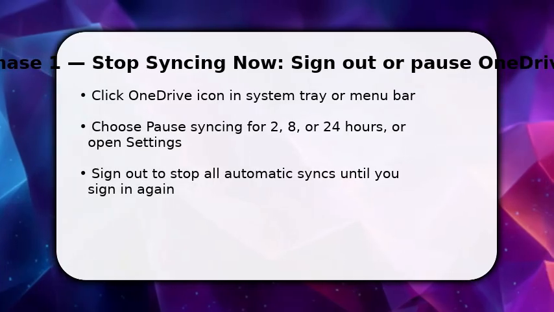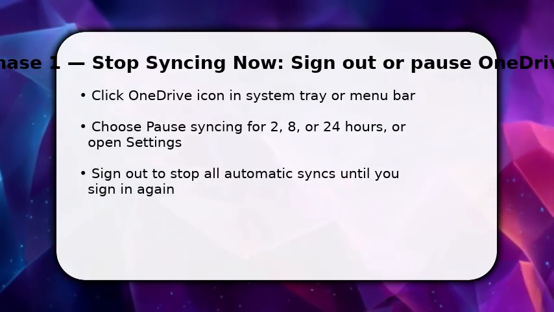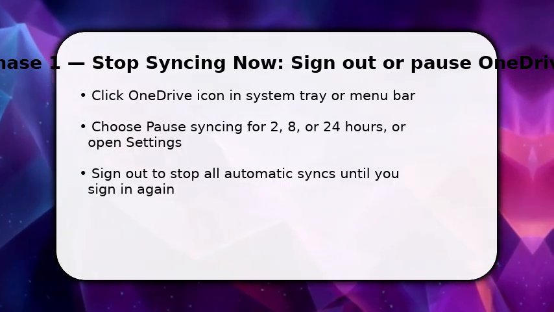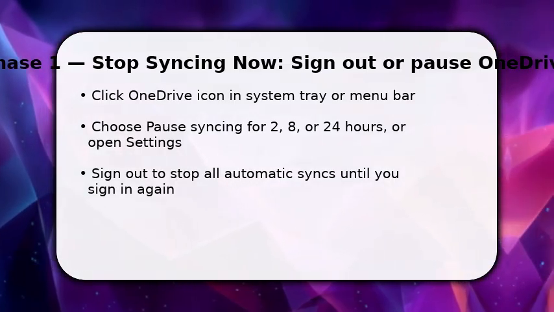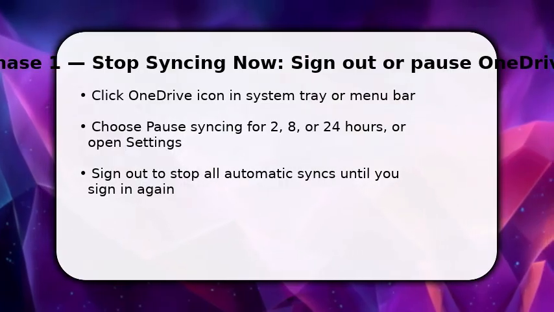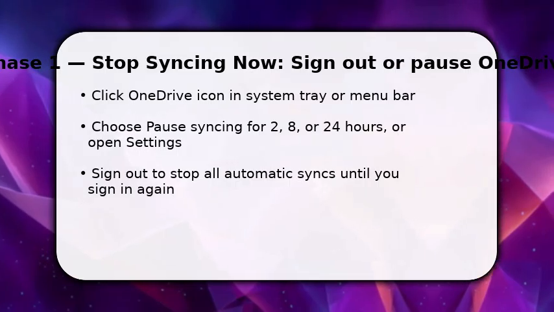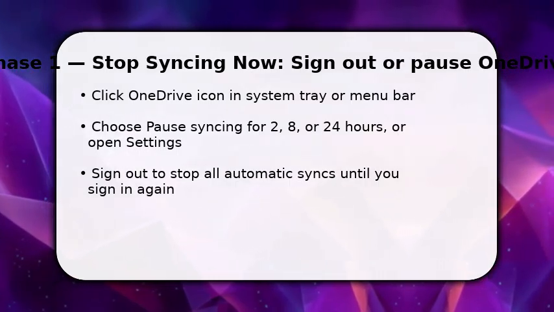Enjoy the video. You need to halt sync immediately. Click the OneDrive cloud in the system tray or menu bar. Choose pause syncing, pick 2, 8, or 24 hours if you need a temporary stop. If you mean to stop until further change, open settings and use sign out. This disconnects your account and prevents automatic uploads.